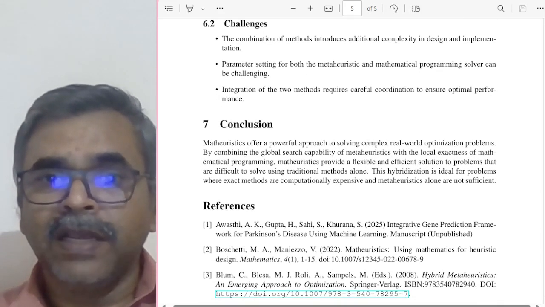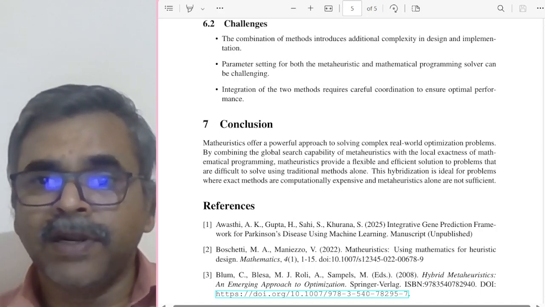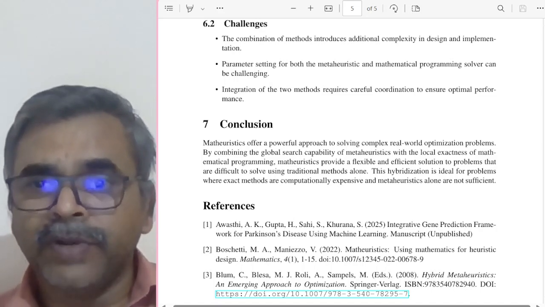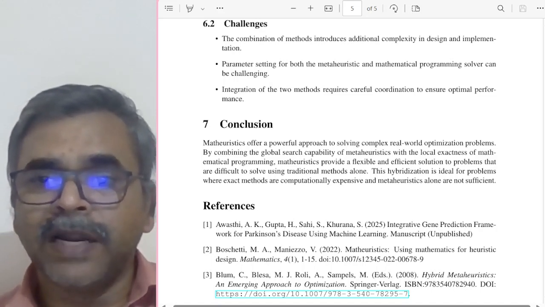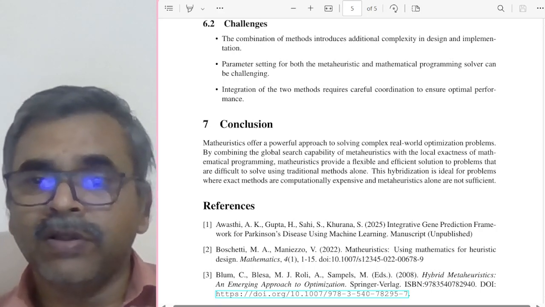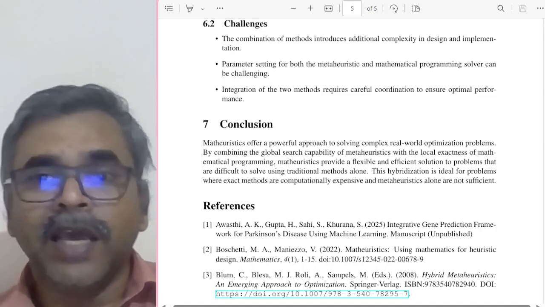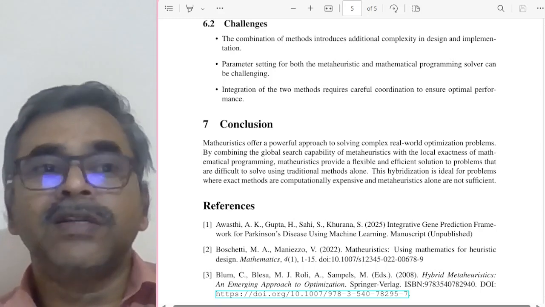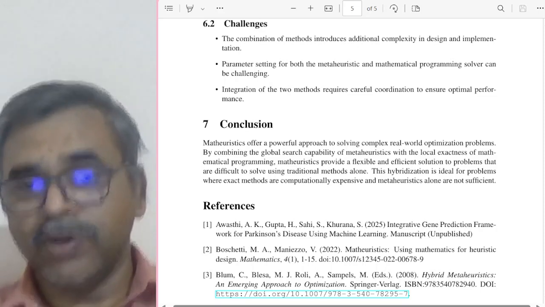Conclusion. Finally, Matheuristic offers a very powerful approach to solve complex real-world optimization problems by combining the global search capability of Metaheuristic with the local exactness of mathematical programming. Matheuristic provides a flexible and efficient solution to problems that are difficult to solve using traditional methods alone. This hybrid mechanism is ideal for problems where exact methods are computationally expensive and Metaheuristic alone is not sufficient. So this hybrid technique may play a good role in that case.